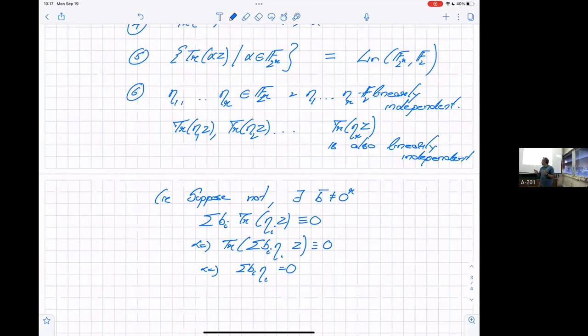Therefore, all I want to claim is that if you take etas which are linearly independent, they form a nice basis for the entire set of linear functions. Why is this useful?